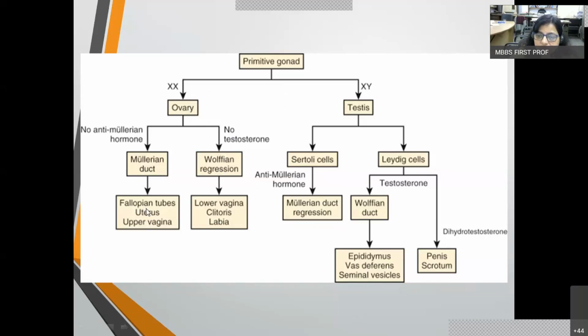Mullerian duct is responsible for the formation of the fallopian tube, uterus, and upper part of the vagina. Whereas in the testis, two types of cells are there, Sertoli cells and Leydig cells. The Sertoli cells cause the paramesonephric ducts to regress, and the Leydig cells cause the development of the mesonephric ducts, ultimately forming the epididymis, vas deferens, and seminal vesicles, along with the penis and scrotum. So this is how the male differentiation and female differentiation is from the primitive gonad.